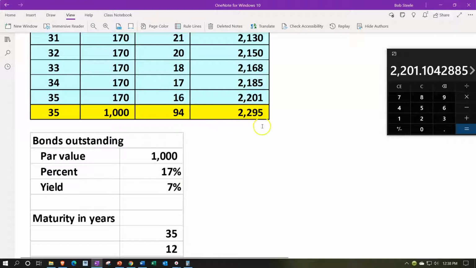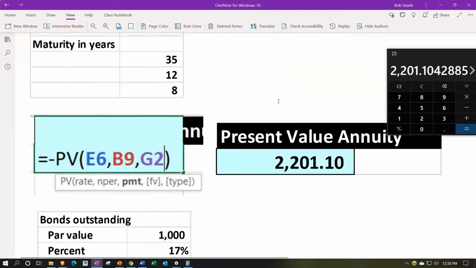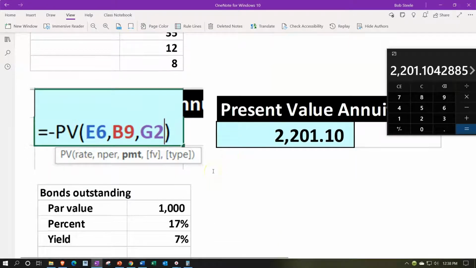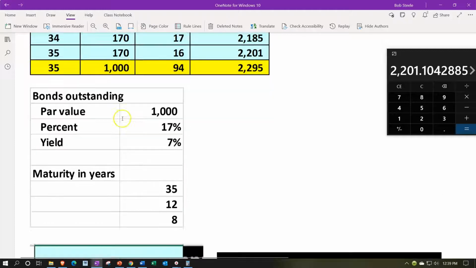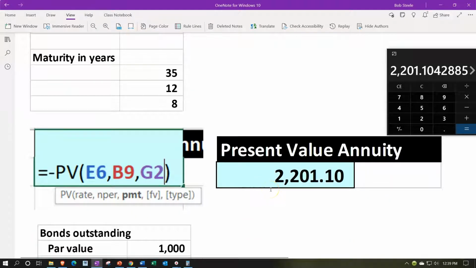We're going to get to this number again, but first let's recalculate this 2,201, the annuity portion, a couple different ways. Once, the most common way or easiest way with Excel would be the function in Excel, which would be the present value of the rate. The rate would be then the market rate, 7%, comma, number of periods, which would be 35 in the first example, comma, the payment, which would be 1,000 times 17%, which would be that 170. That then gives us, once again, that 2,201.10.